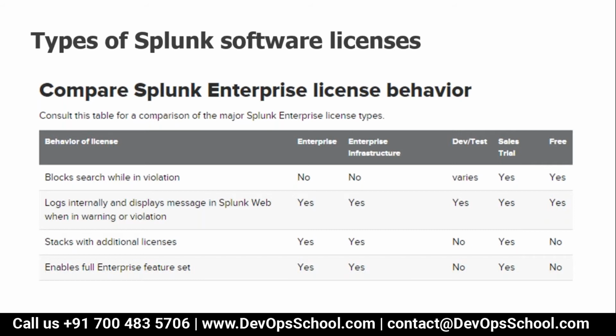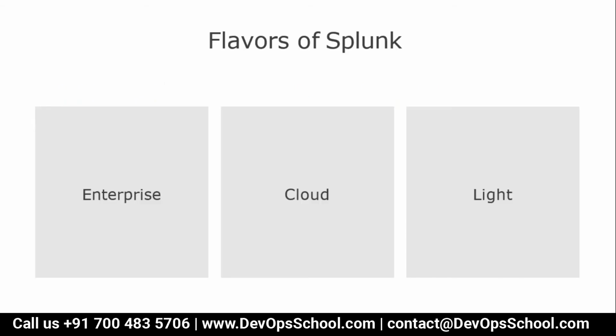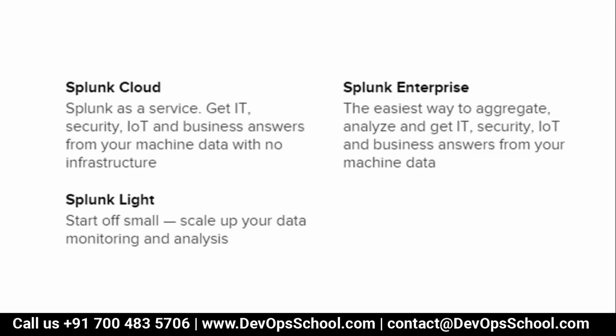See here, block searches while in violation: no, no, whereas yes, yes. Logs internally and displays a message in Splunk Web when in warning and violation. Stack with additional licenses, enable full enterprise feature set. So see that. There's a different kind of license and behavior. So yes, Enterprise, Cloud, and Lite.